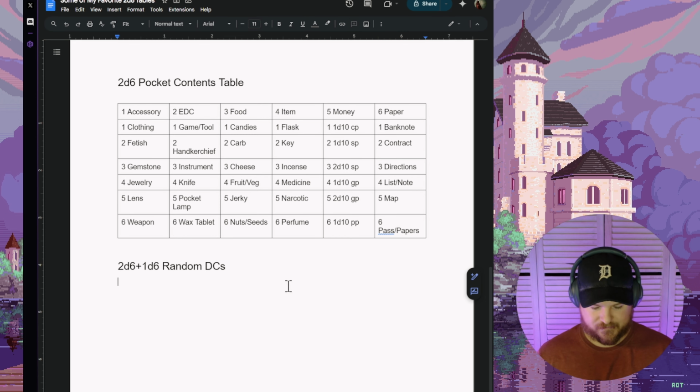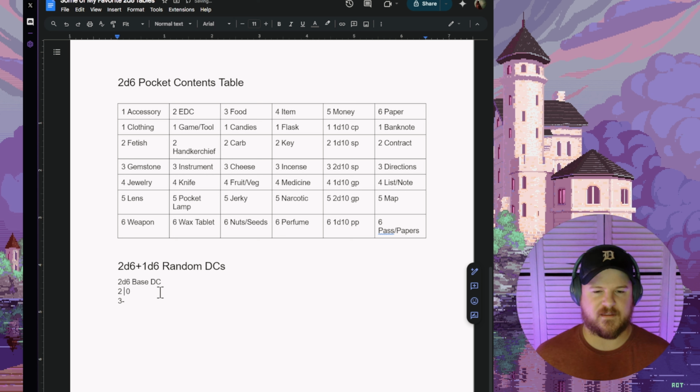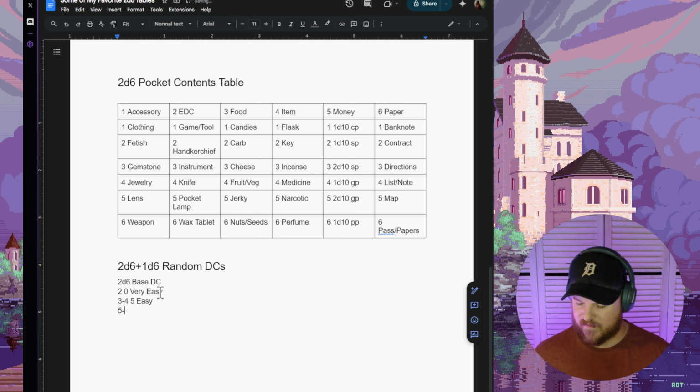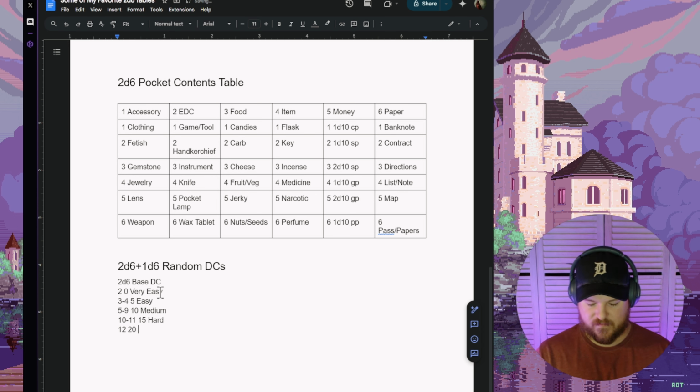So let's make the chart. I'm just going to stick with the basics. 0 to 2 is very easy, 3 through 4, 5 through 9, 10 medium, 5, 10, and then that's 15 for hard. And then 12 is 20, very hard. Plus 1d6. Double if proficiency is required.